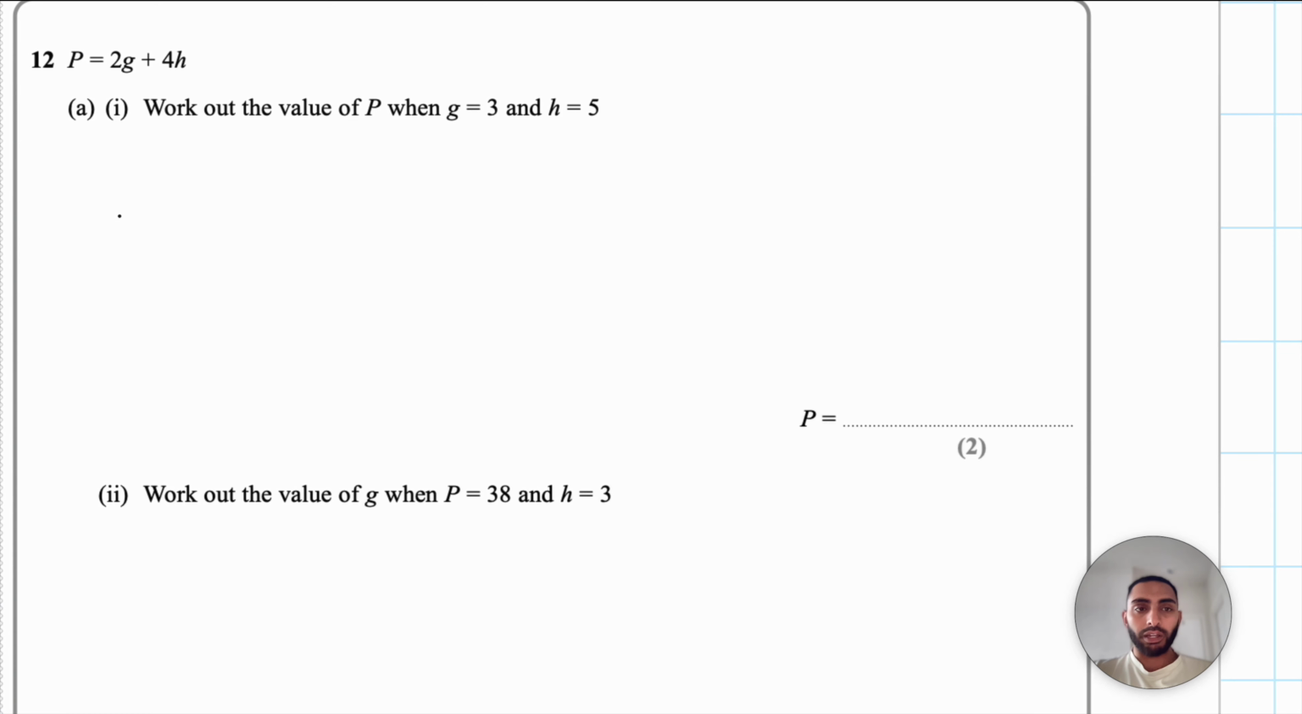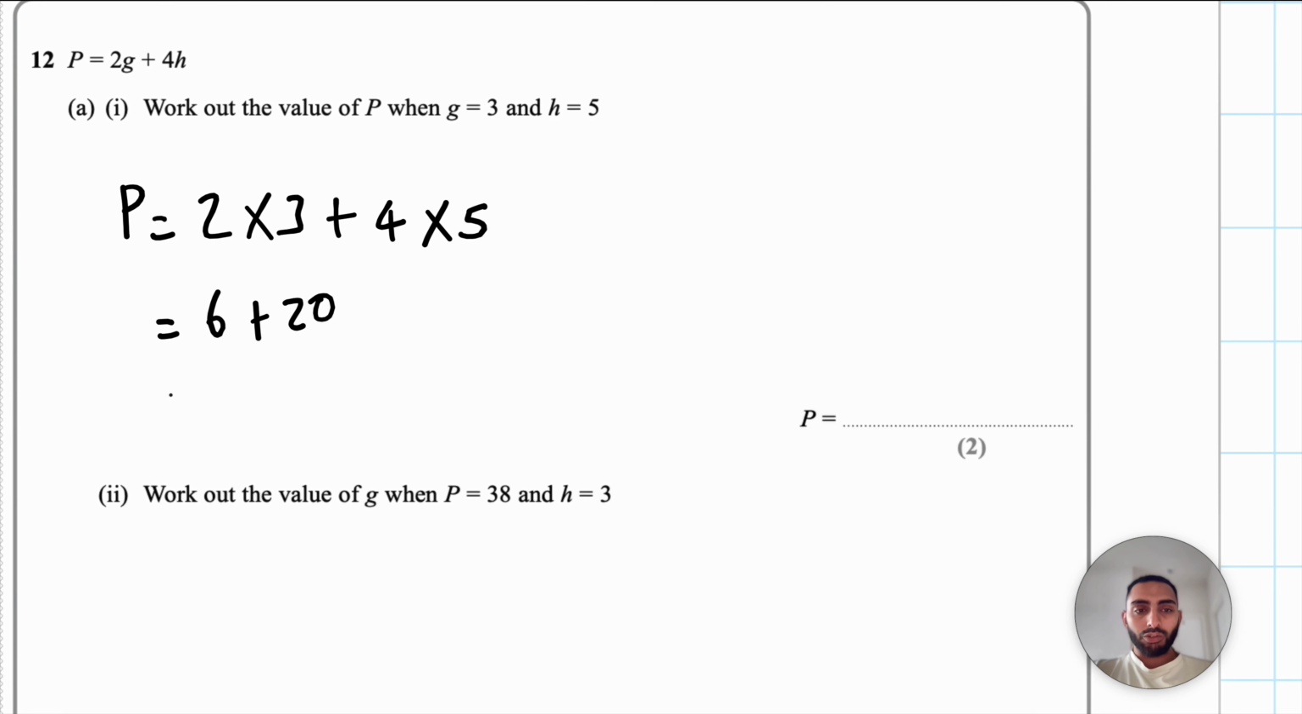we're multiplying them together. So P is equal to 2 multiplied by G, which we know is 3, plus 4 times by H, which is 5. 2 times by 3 is 6, and 4 times by 5 is 20. 20 add 6 would give me 26.